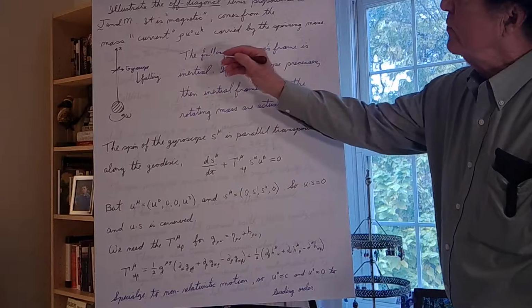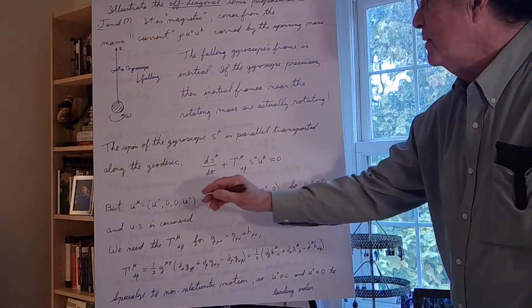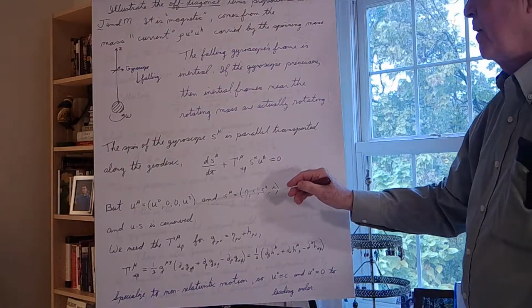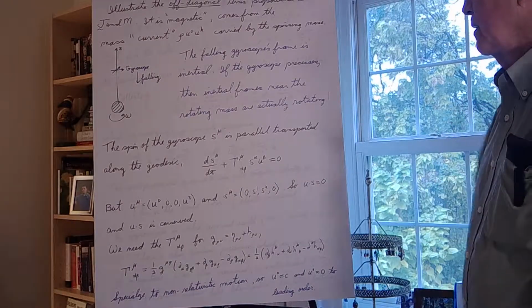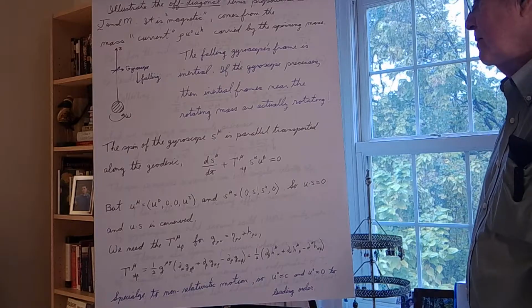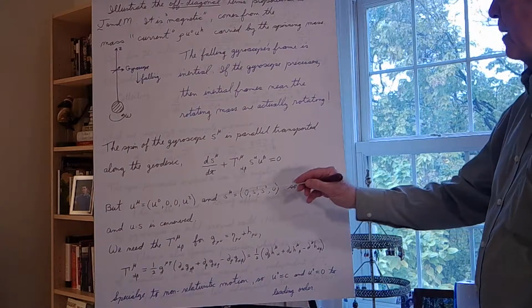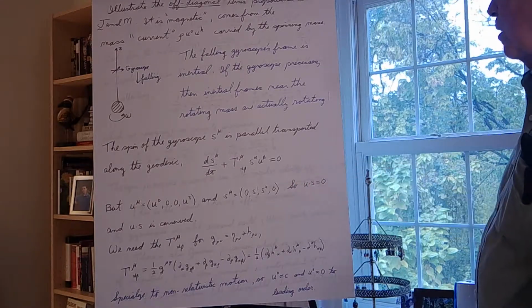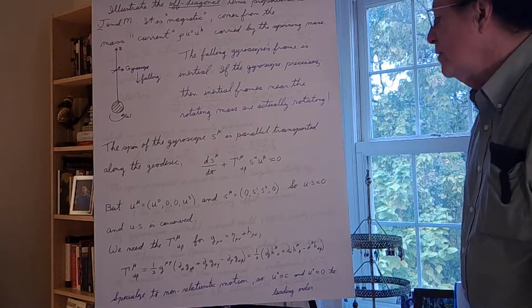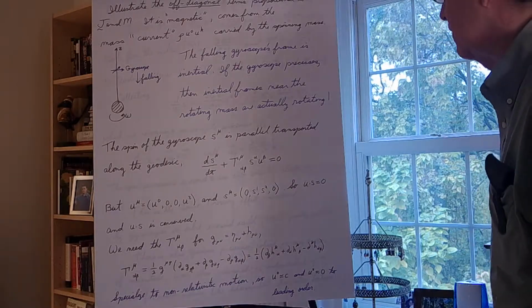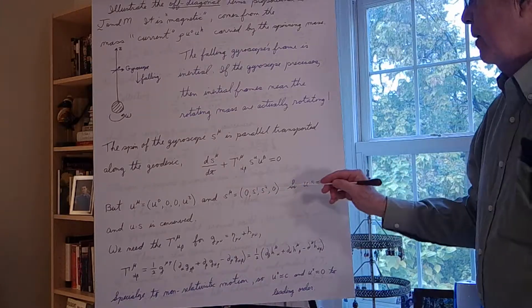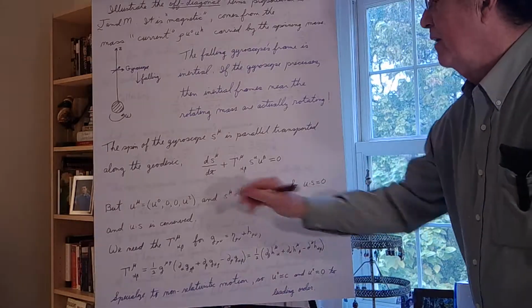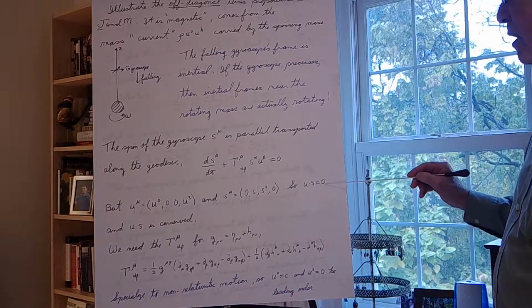It's falling directly down, and so its velocity 4-vector is just u0, nothing in the transverse direction, something in the 3 direction, naturally, it's falling, and my spin only has components in the x and y direction. I don't know what they are. That's what I want to find out. I notice, of course, that my spin 4-vector dotted into my velocity 4-vector is equal to 0.